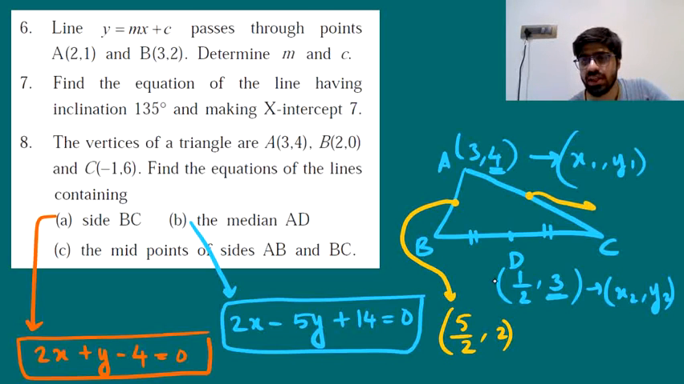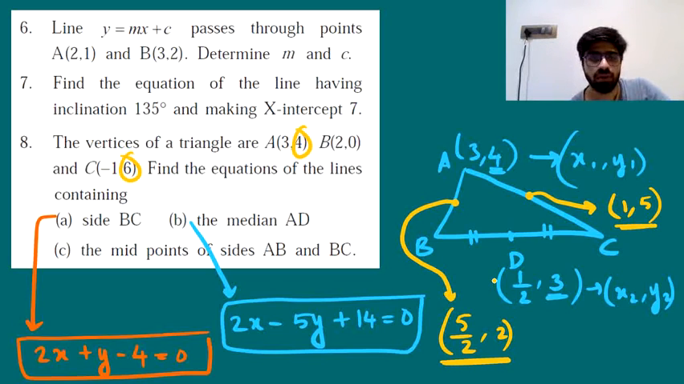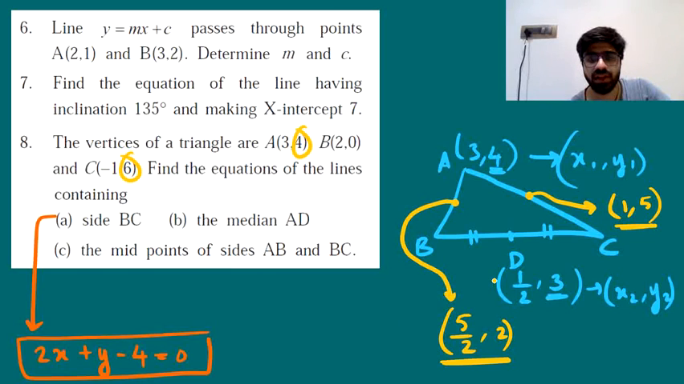The midpoint of AC will be the midpoint formula on these 2 points. 3 plus minus 1 divided by 2, that is 2 by 2, which is equal to 1. Then we have 4 plus 6, which is 10, divided by 2. That will be 5. So you need the equation of the line joining 5 by 2 comma 2 and 1 comma 5. Let's write it in a little bit of space that I can make here itself.